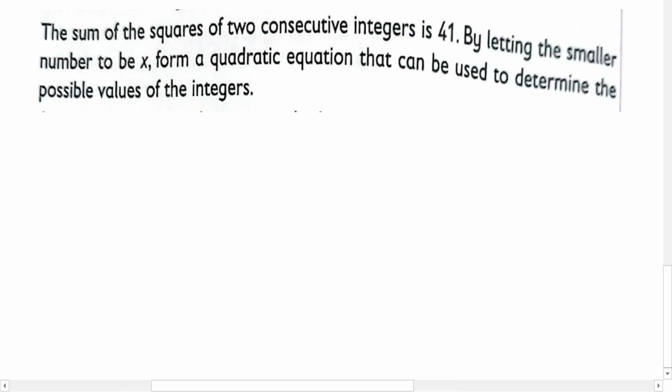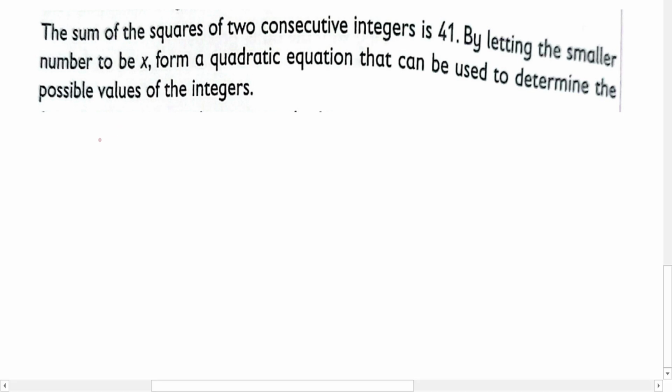Now try out this question, pause the video and do it by yourself. The sum of the squares of two consecutive integers is 41. By letting the smaller number be x, form a quadratic equation that can be used to determine the possible values of the integers, which is also a very easy question.